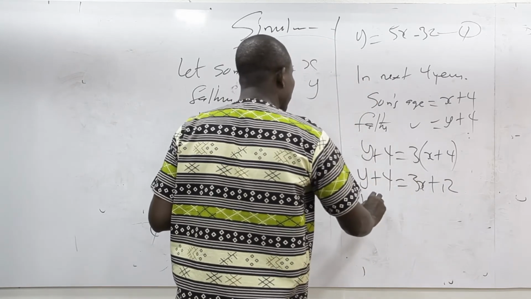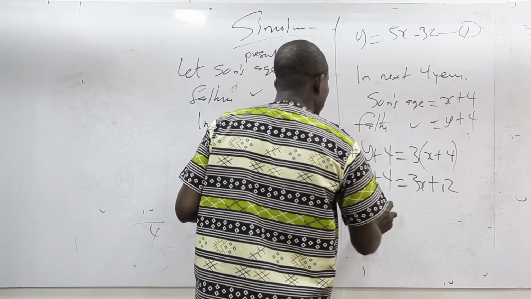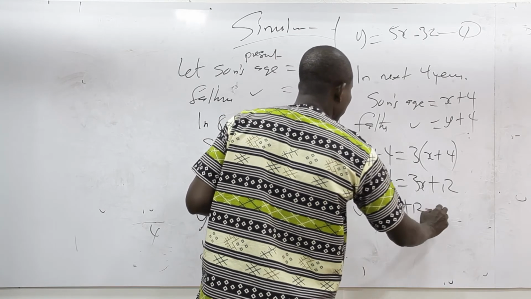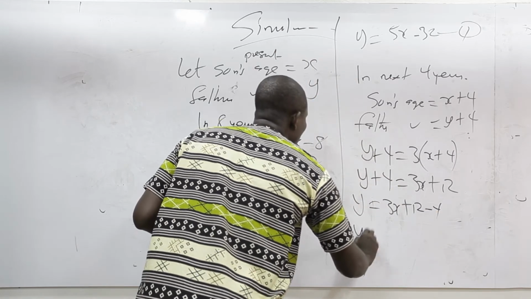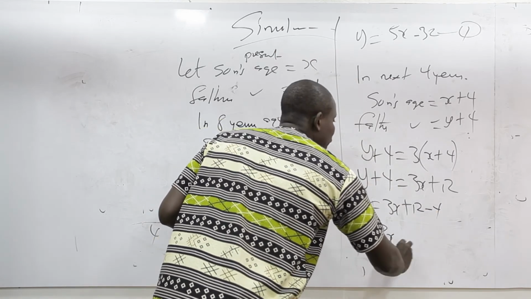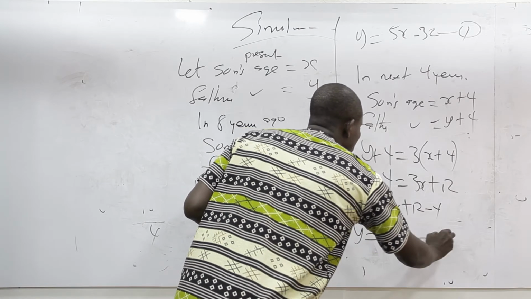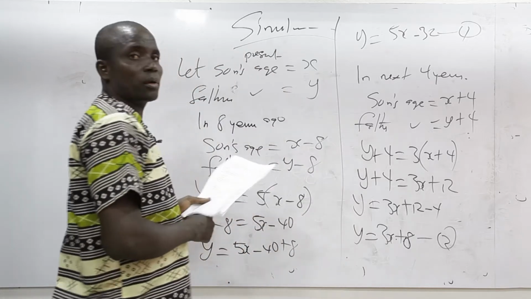Then we have y is equal to what? 3x plus 12 minus 4. So y is equal to 3x plus 8. This is equation 2. Okay.